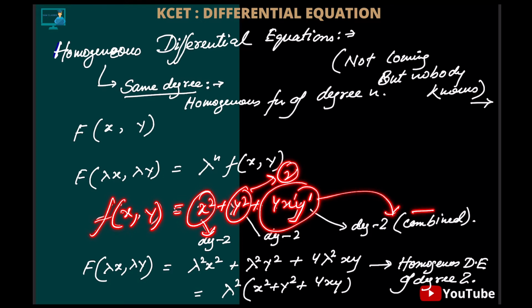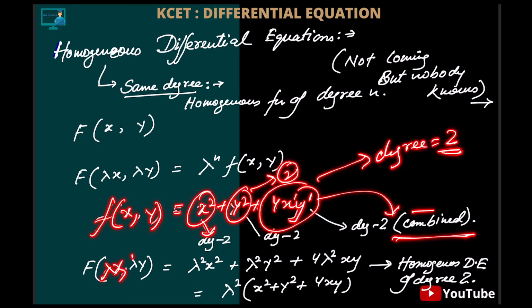So combined overall degree is 2. So this whole equation has a degree of what? 2. Now, if I put in place of x lambda x and in place of y lambda y, then what will happen? We'll get lambda square x square plus lambda square y square plus 4 lambda square xy. Correct? We got this.